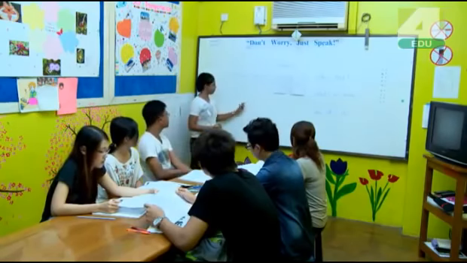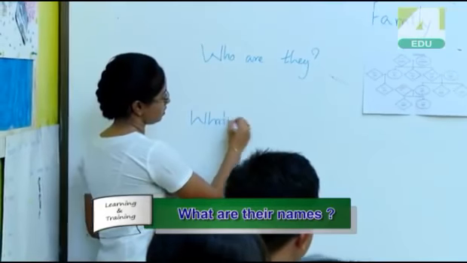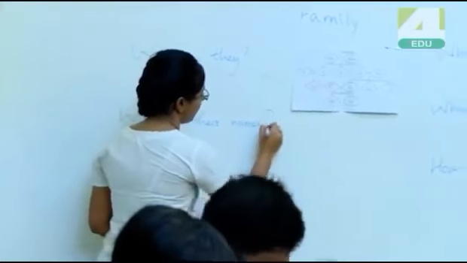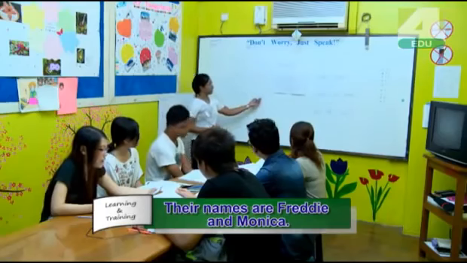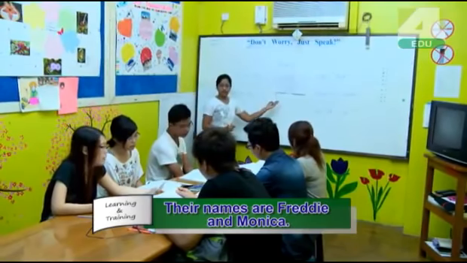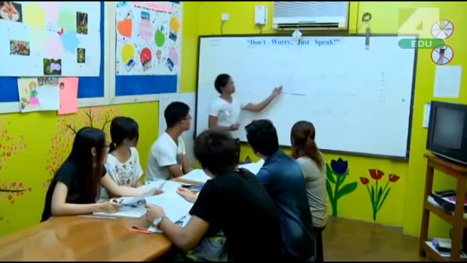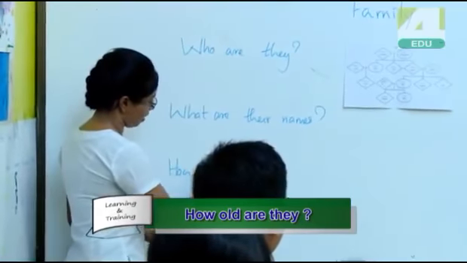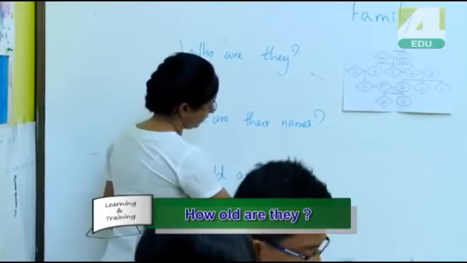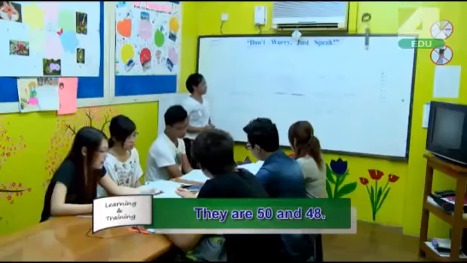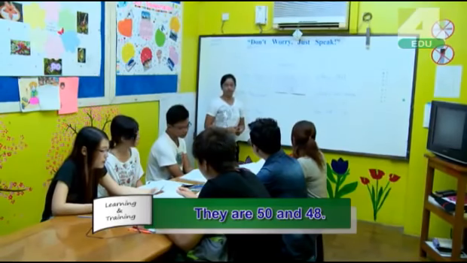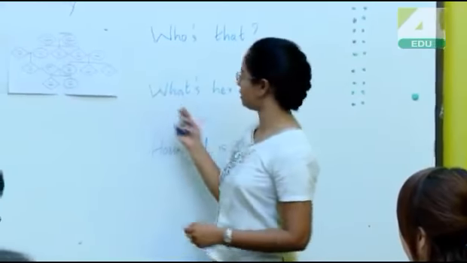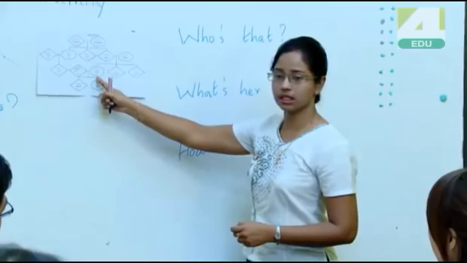Okay. So teacher wants to know about their names. So what are their names? Yeah. So how will you answer? Their names are Freddie and Monica. Very good. So teacher wants to know about their age. Two persons, right? So how old are they? So how do you answer? They are 50 and 48. Do you understand? Yes. So now let me ask you again. So this time teacher will write down the answer for you too, okay? So who's that? Who's that?